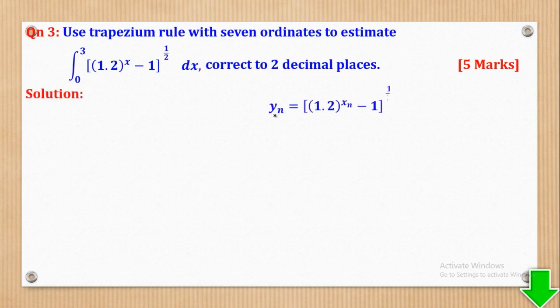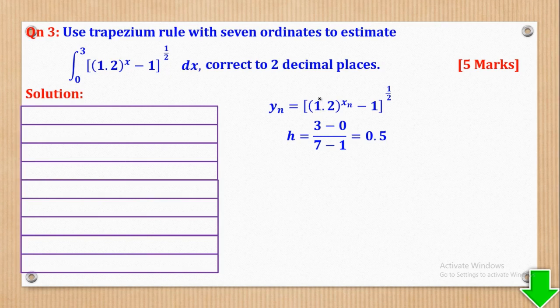So first of all, we shall say that our y is equal to this given function which they want you to integrate, and our h will be equal to the difference between the limits, which is 3 minus 0, over the interval. The interval is the number of ordinates minus 1, so 7 minus 1 gives you the interval. Therefore, when I say 3 minus 0 divided by 7 minus 1, I'll come up with 0.5 as my h.